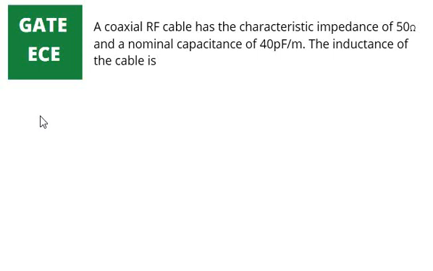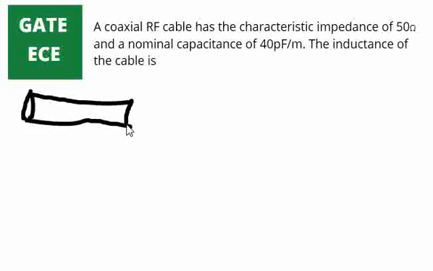So here is a question from electromagnetic theory. What it is asking is: a coaxial RF cable has a characteristic impedance of 50 ohms. So, coaxial RF cable we know, right? It's basically a cable, okay, and it has a core inside.